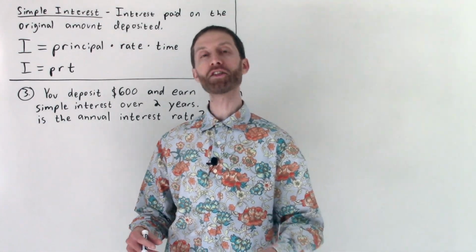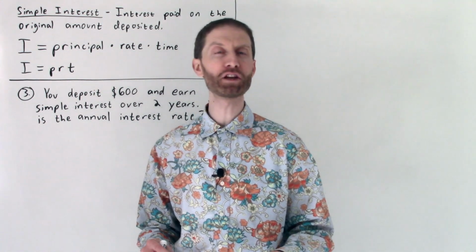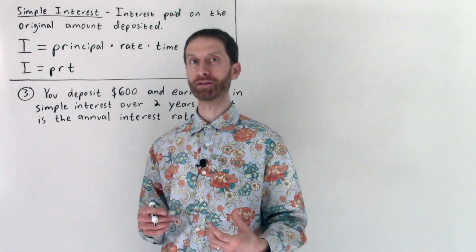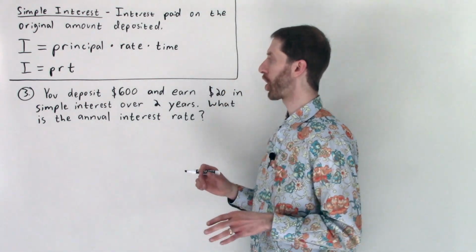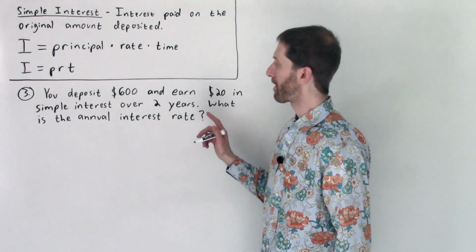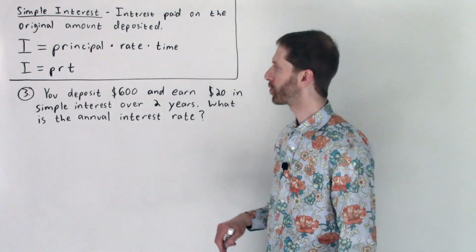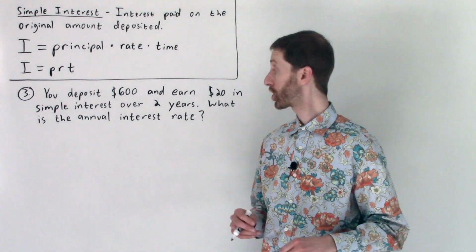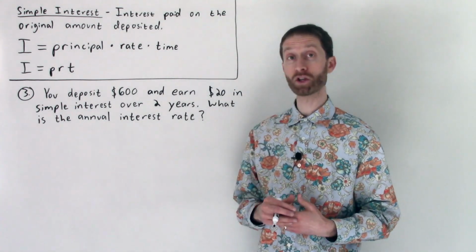And here we are on the other side of the simple interest video where we are solving for variables other than just the interest. So in this problem, we are going to finish off the video strong by figuring out the annual interest rate. So here we are told that we deposited $600 and earned $20 in simple interest over 2 years. What is the annual interest rate?